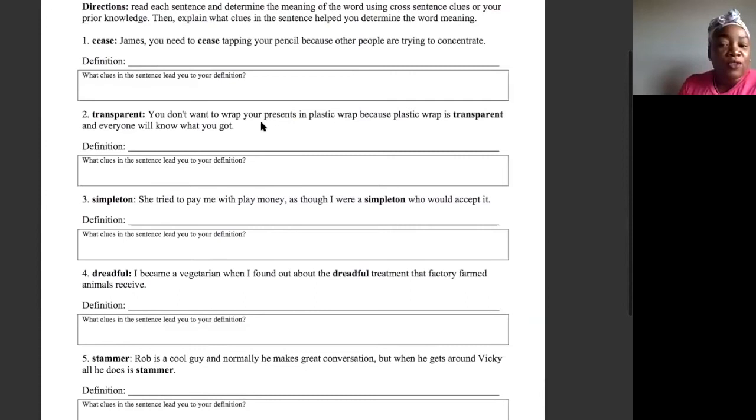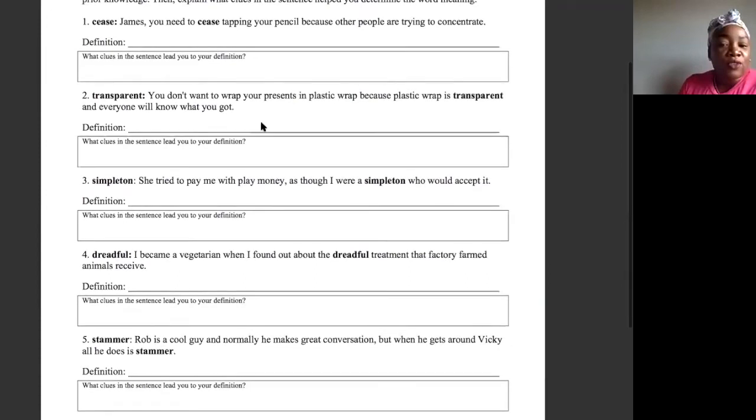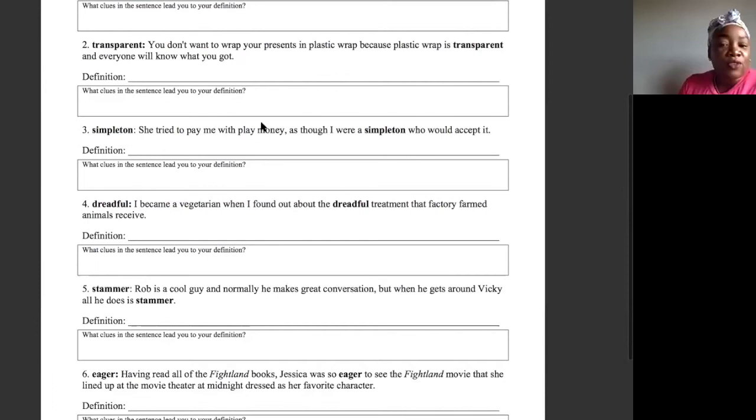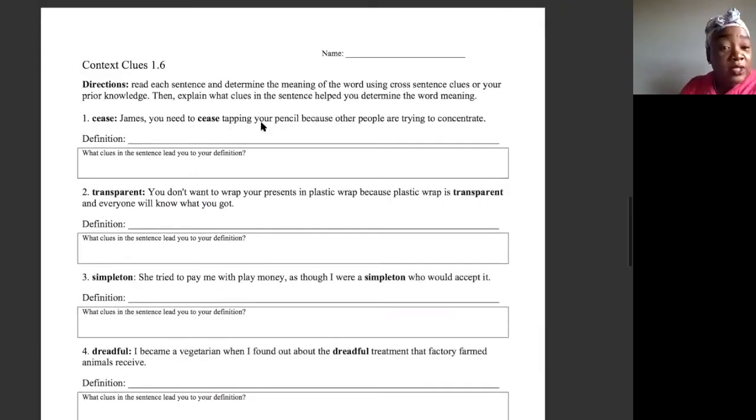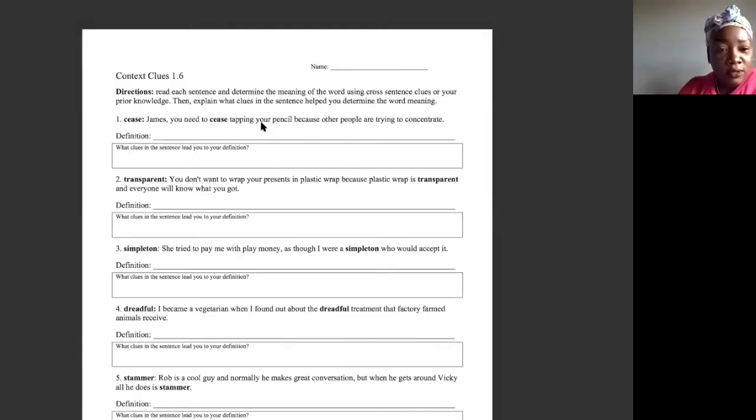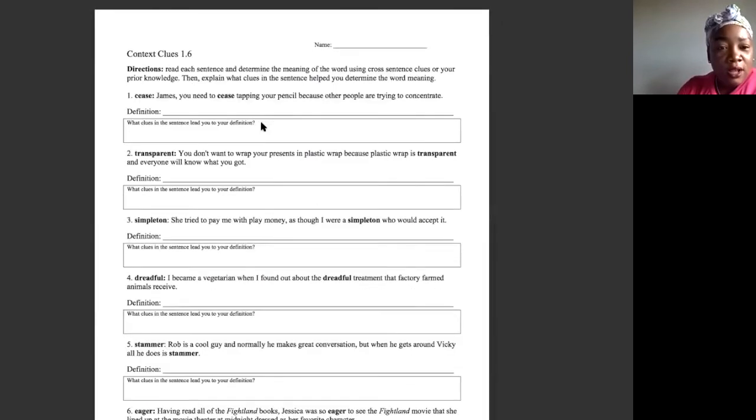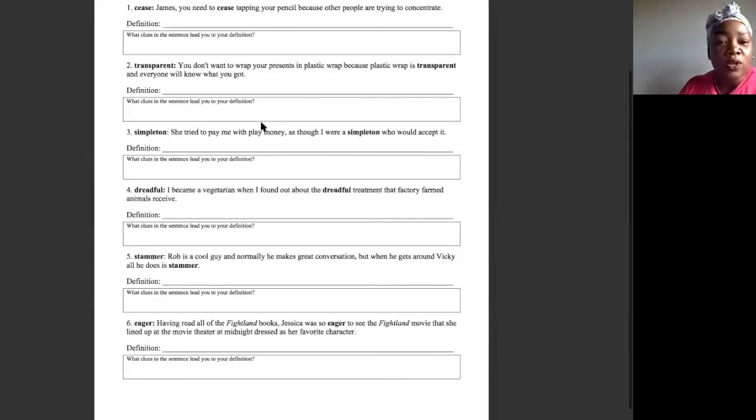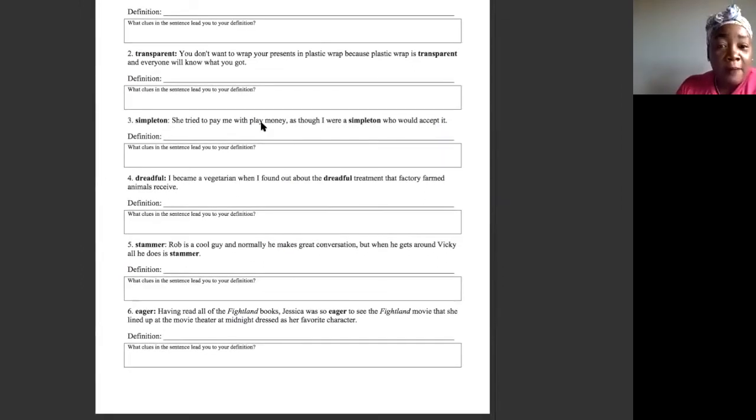We're looking at the word transparent now. Don't tell me the answer. I want us to look at the clues first. You don't want to wrap your presents in plastic wrap because plastic wrap is transparent and everyone will know what you got. Now, don't tell me what transparent means. Someone already said see-through. Okay.